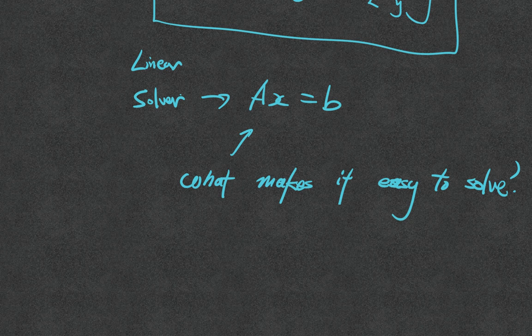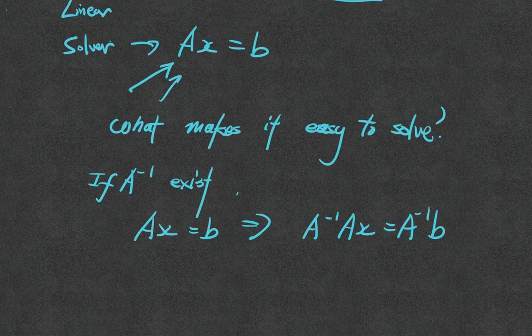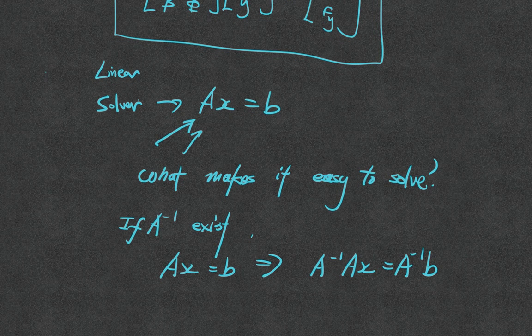Does that depend on the property of B? It more or less depends on the property of A, right? Because we all know if A inverse exists, then AX equals B simply implies A minus 1 AX equals A minus 1 B, right? Okay, does that make sense?